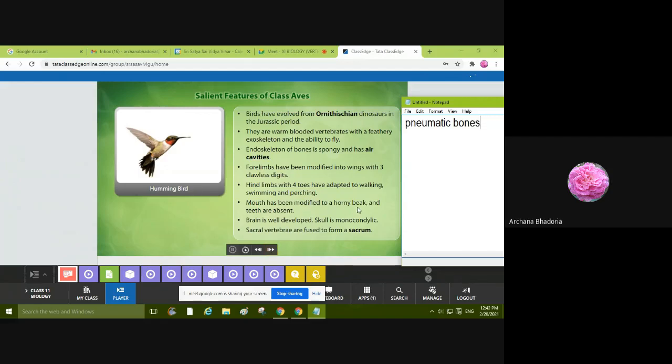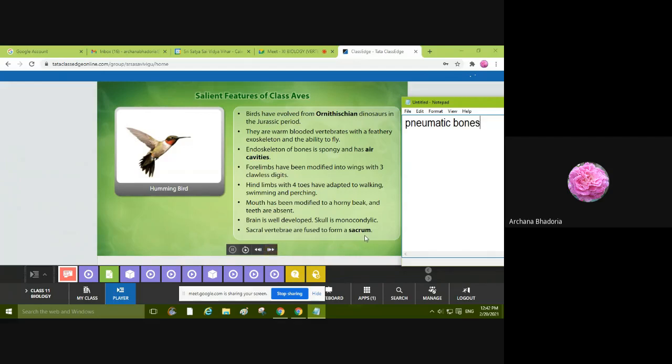This is again a very important feature of birds, that their mouth is provided with a beak and the beak is horny. Teeth are absent. Brain is very well developed. Skull is monocondylic. And sacral vertebrae are fused to form a sacrum.